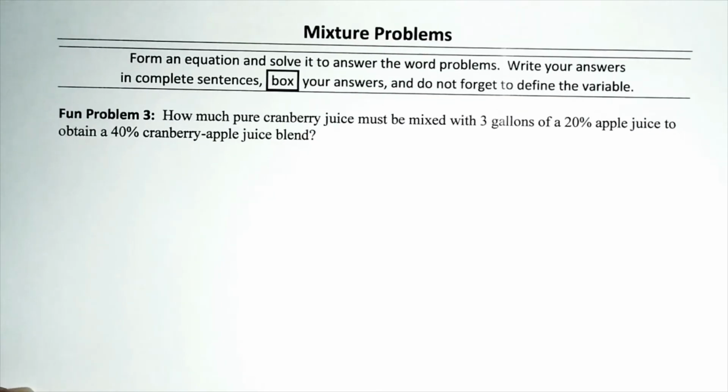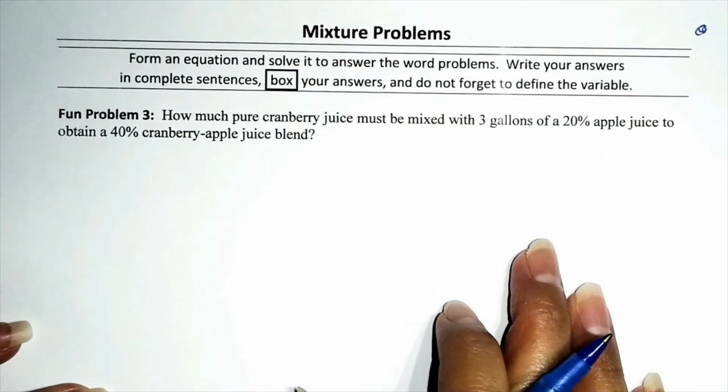Okay, so it says how much pure cranberry juice must be mixed with 3 gallons of a 20% apple juice to obtain a 40% cranberry apple juice blend. Something mixed with this to get that, so mixture problem. Okay, so I'm gonna speak to myself. I want to tell myself, okay, we're gonna mix this with this to get that.